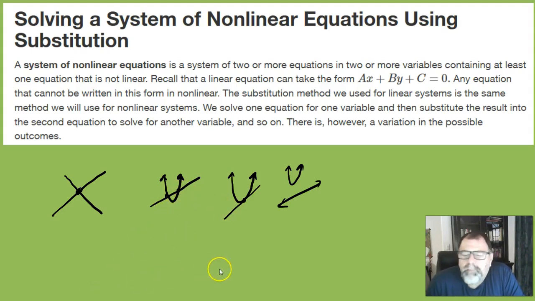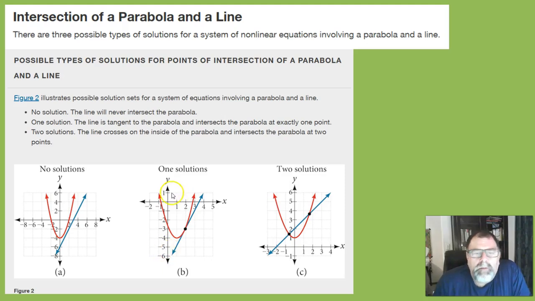Okay, so here's the book's picture, a little nicer than the ones I did. You can see if you have this one parabola and then the line, they don't intersect at all, so that's no solution. If we just hit in one spot, you'd have one solution. And then of course it can hit in two spots and have two solutions.